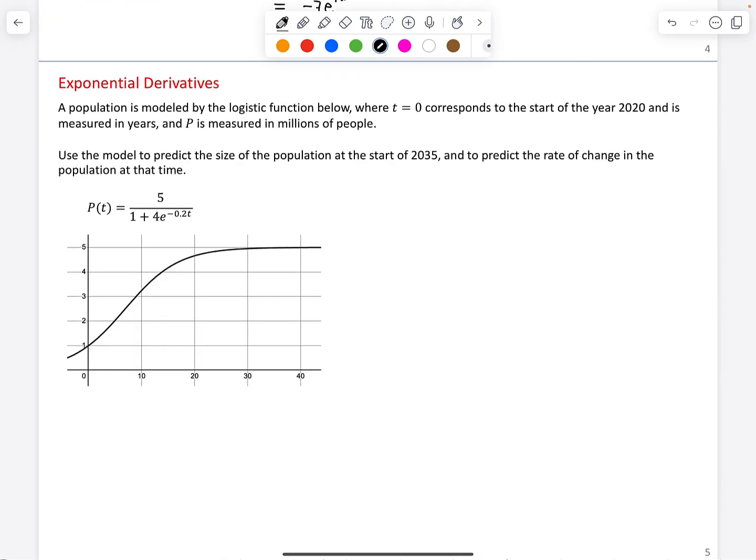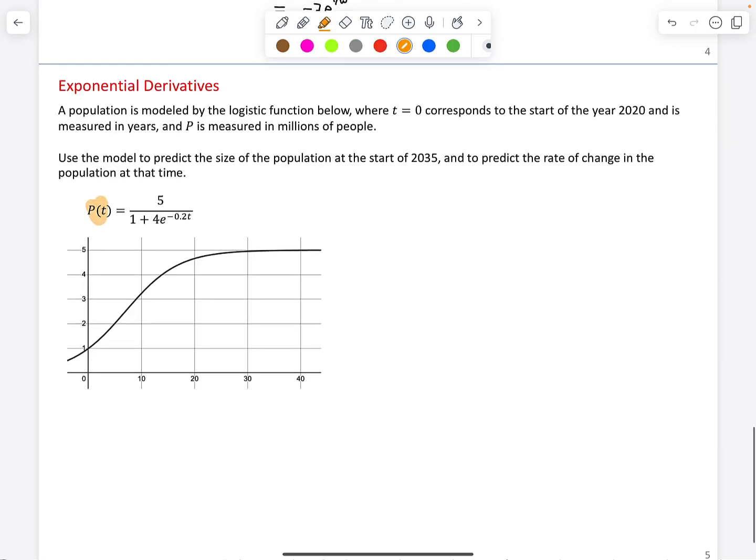A population is modeled by the logistic function below, where t equals 0 corresponds to the start of the year 2020 and t is measured in years, and capital P, which is our function, is measured in millions of people. Use the model to predict the size of the population at the start of 2035 and to predict the rate of change in the population at that time.